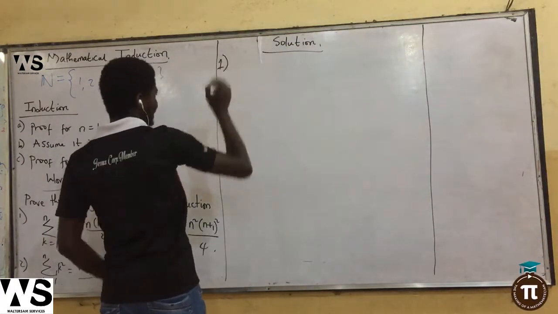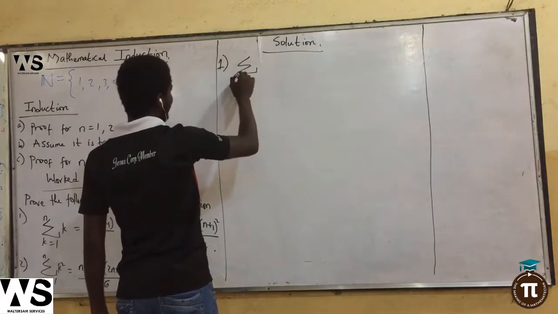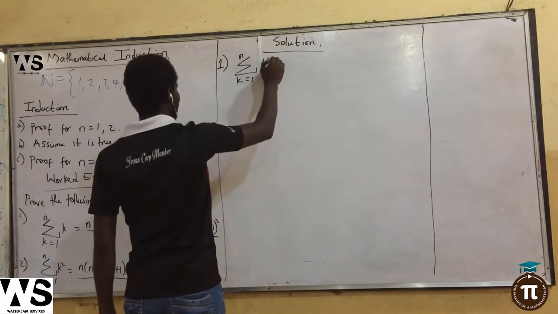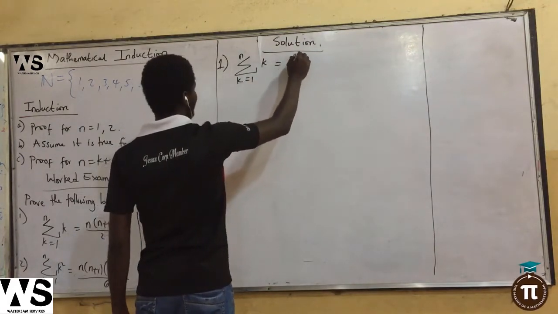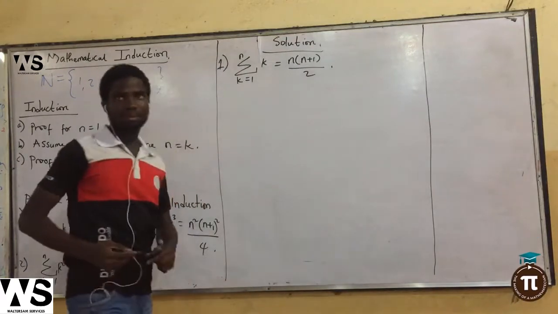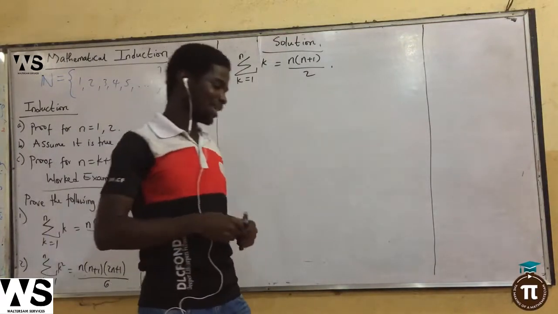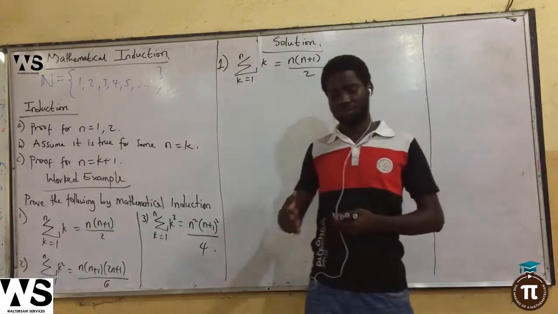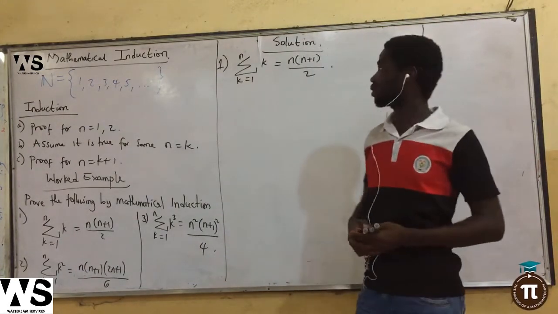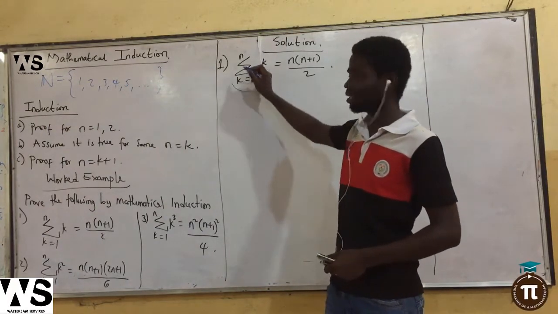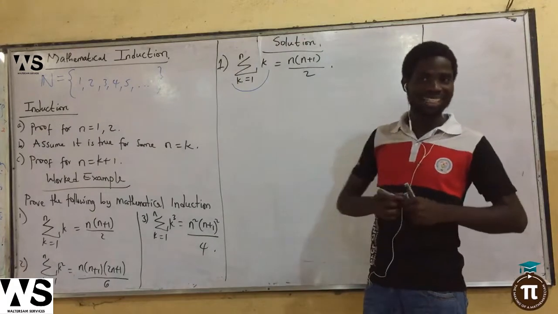Number 1. Now, summation k starting from 1 to n of k is equal to n plus 1 divided by 2, right? What does this mean? And how does it relate to induction? Very good. Now, this summation k starting from 1 to n, you see the way I'm reading it?